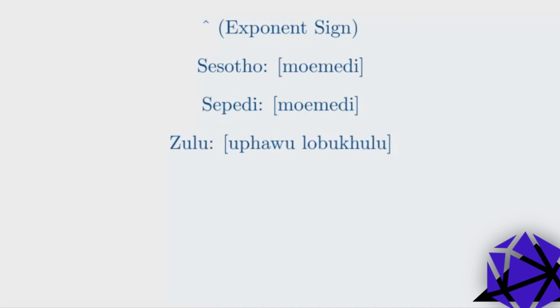For example, 2 to the power of 3, written as 2 caret 3, means 2 multiplied by itself 3 times. So 2 times 2 times 2 equals 8. Finally, let's look at the percent symbol.